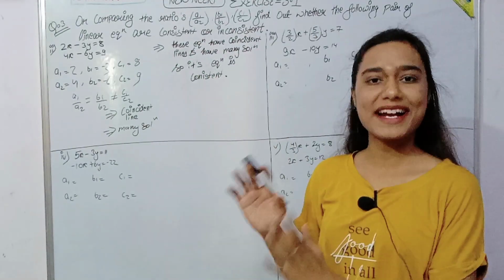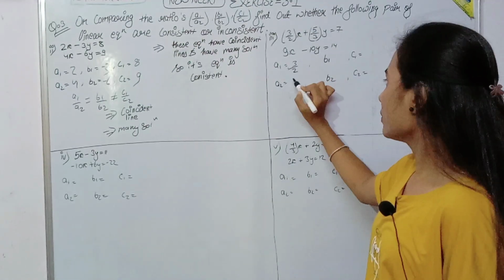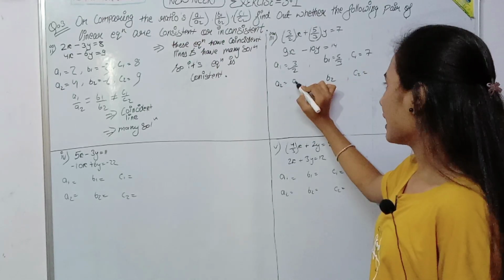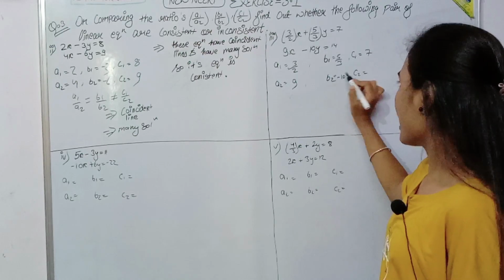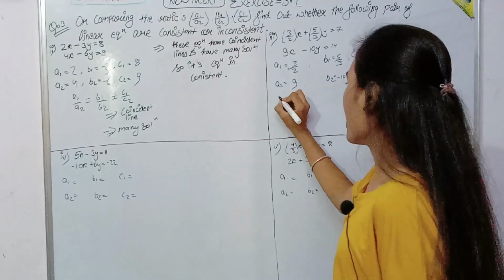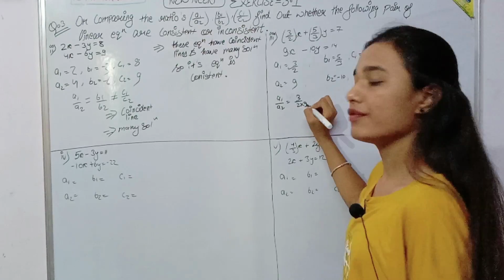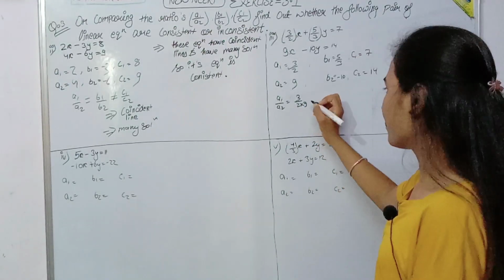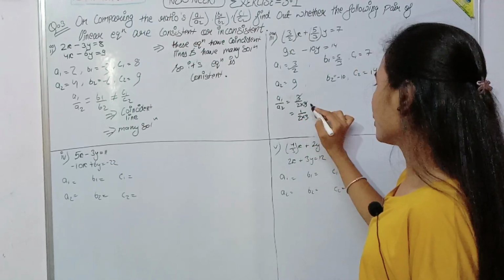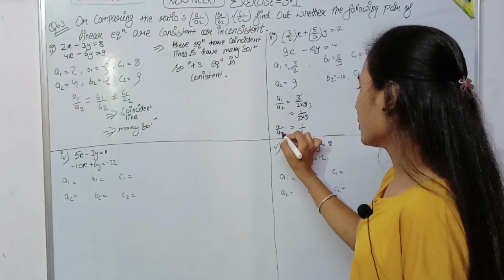Question number 3, part number 3, in which the value of a1 here is 3 by 2, b1 here is 5 by 3, and c1 is 7. Here a2 is 9, b2 is minus 10, and c2 is 14. So first solve one by one. a1 upon a2 equals 3 by 2 into 9. We write this in that form, 1 by 2 into 3, because 3 threes are 9. Then 1 by 6. So the value of a1 upon a2 is 1 by 6.